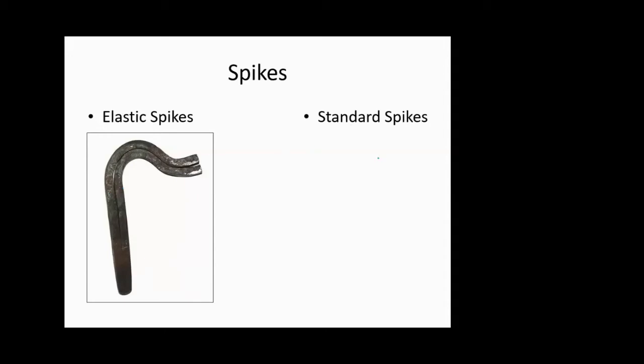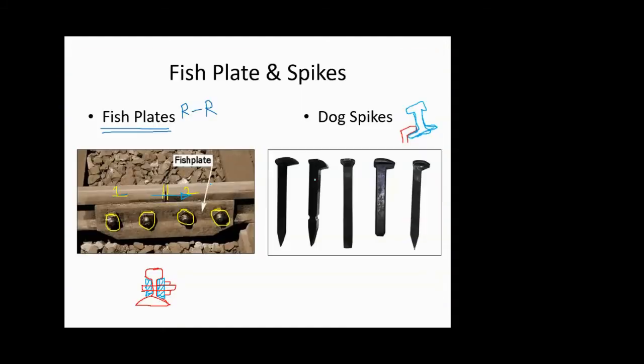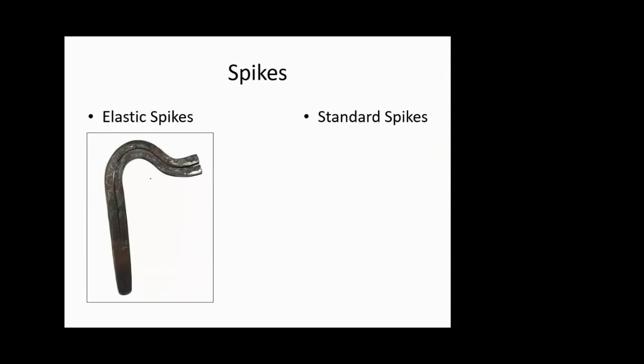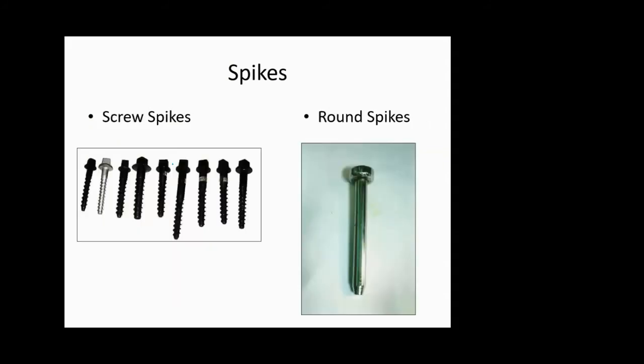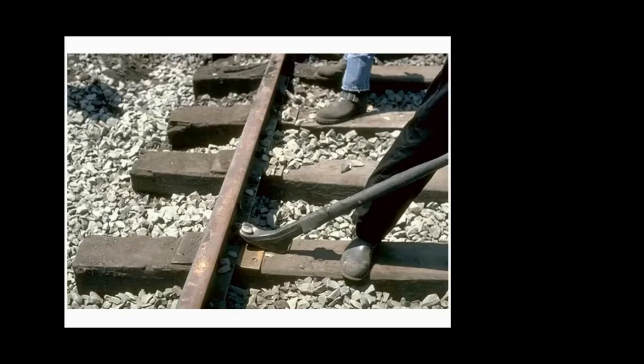Now it's a photo I have not shown because it's a purely theoretical one. Generally standard spikes are not used. The others which I discussed, the dog spikes, the screw spikes, round spikes, and elastic ones are used. So these are nothing but spikes. Now spikes, if you see, their main use is to hold the rail to the sleeper. That's why the spikes are used.